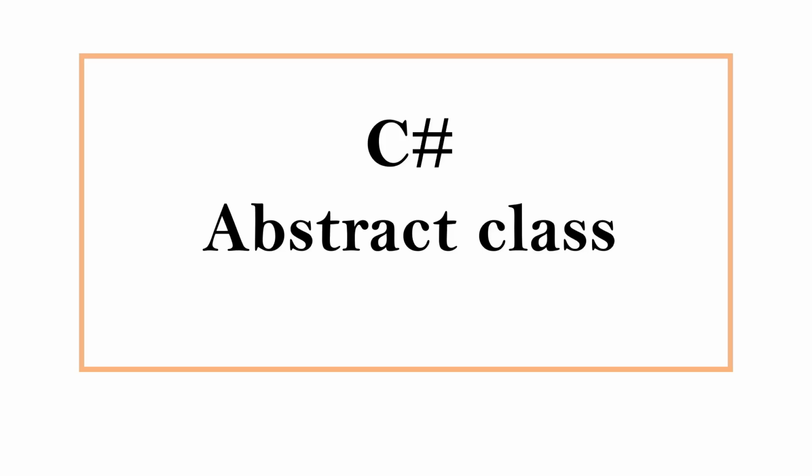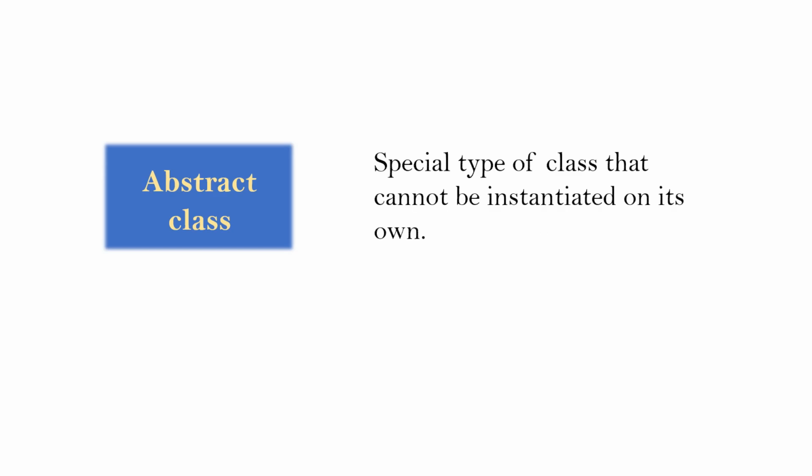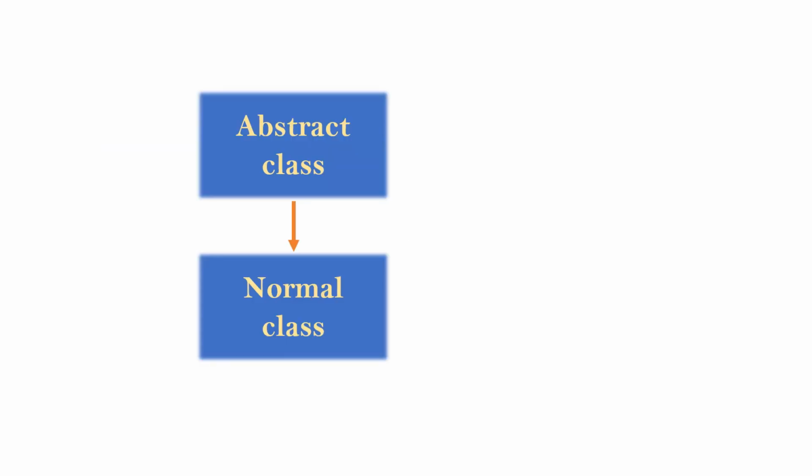In this video, we are going to understand abstract classes in C Sharp. It's a special type of class that cannot be instantiated on its own. Instead, it serves as a base class for other classes to inherit from.